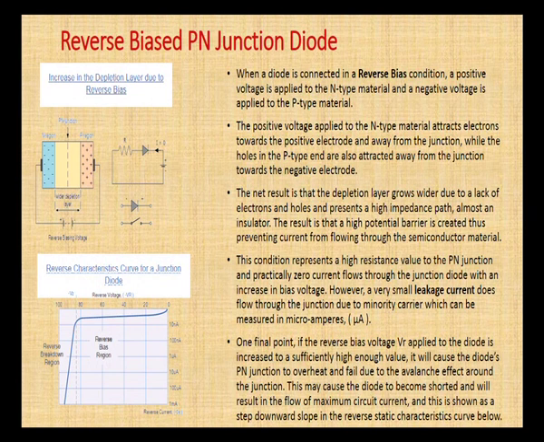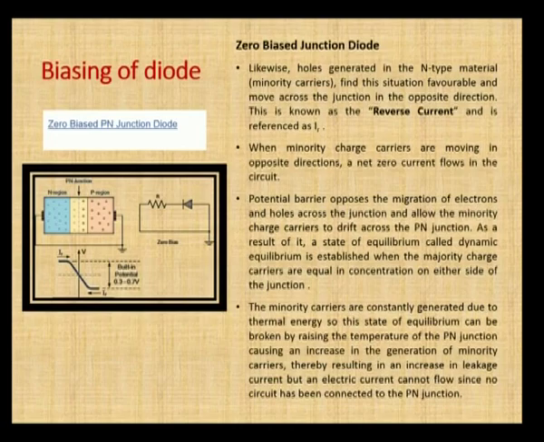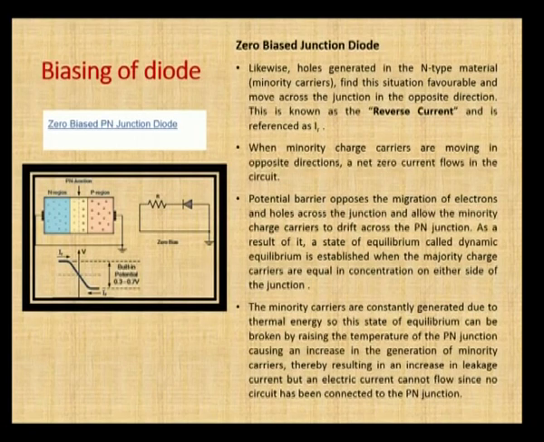The potential barrier opposes the migration of electrons and holes across the junction and allows the minority charge carriers to drift across the PN junction. As I said, because there is no external force, there is no conduction of electrons, and only a small current flows due to the minority charge carriers. The depletion layer present in the PN junction suppresses the conduction of electrons and holes. The minority carriers are constantly generated. In zero bias, only the current due to the minority carriers is present. The minority carriers are usually generated by thermal energy.